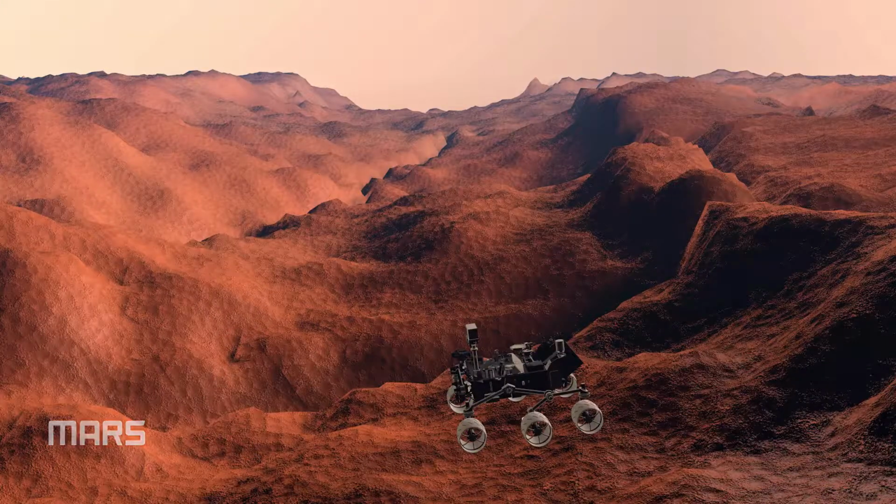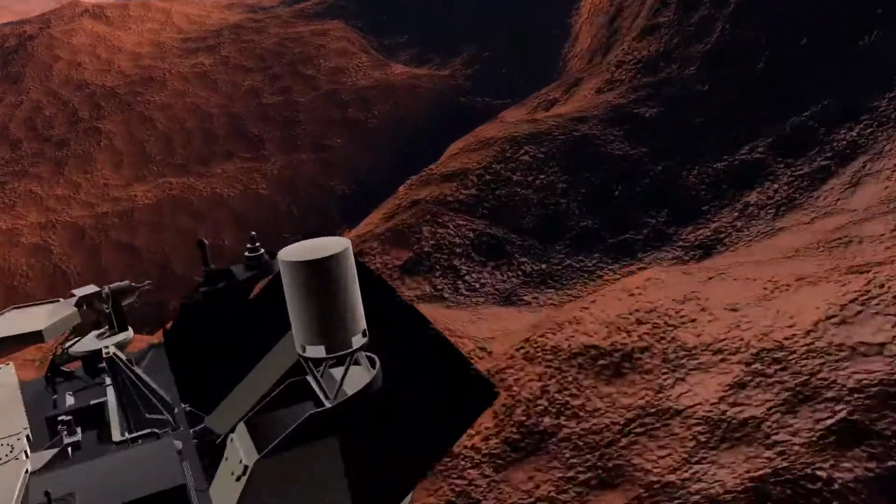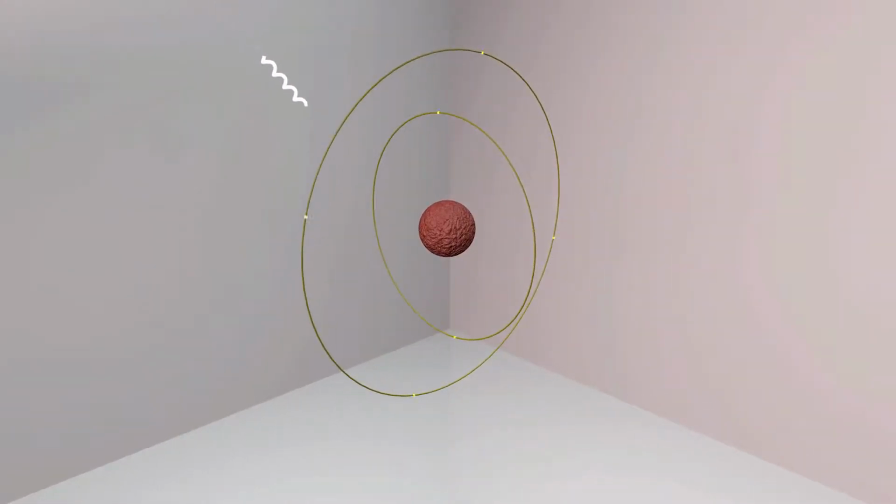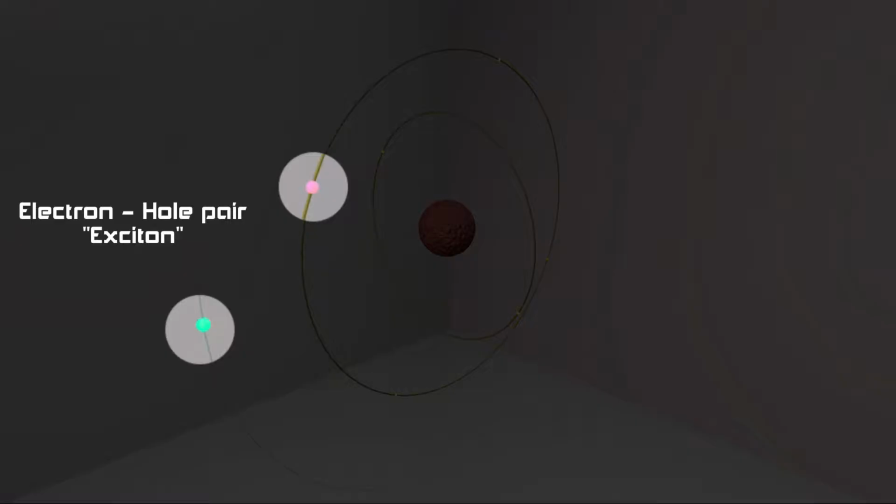Another challenge of the Mars rover is its power supply, because solar cells need to be light and efficient. Developing new materials requires understanding the processes that occur when they absorb light. Absorption of light quanta in solar cells creates excited electron-hole pairs.